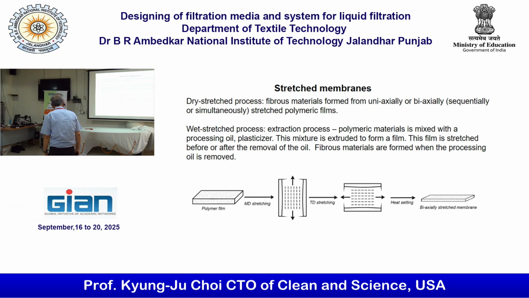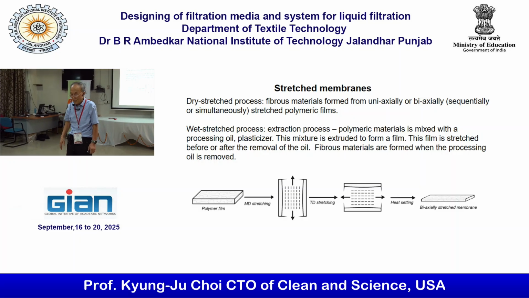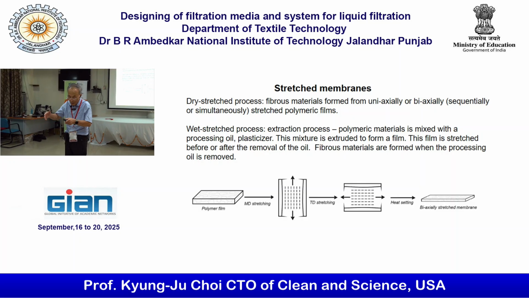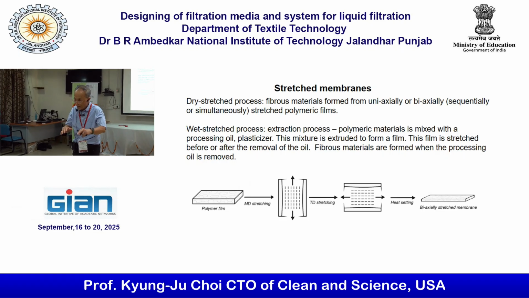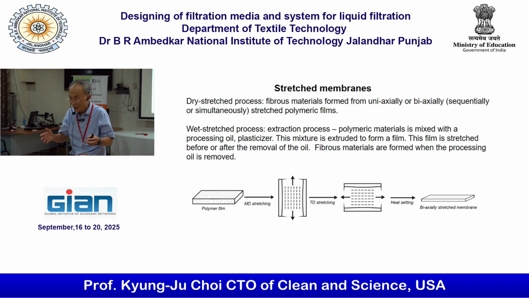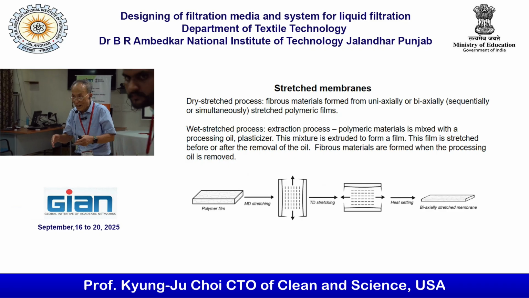For dry stretch, you have to make the polymeric sheet first. For instance, high density polyethylene: you have to extrude high density polyethylene through the extruder, and then make a really thin film, not like a sheet.